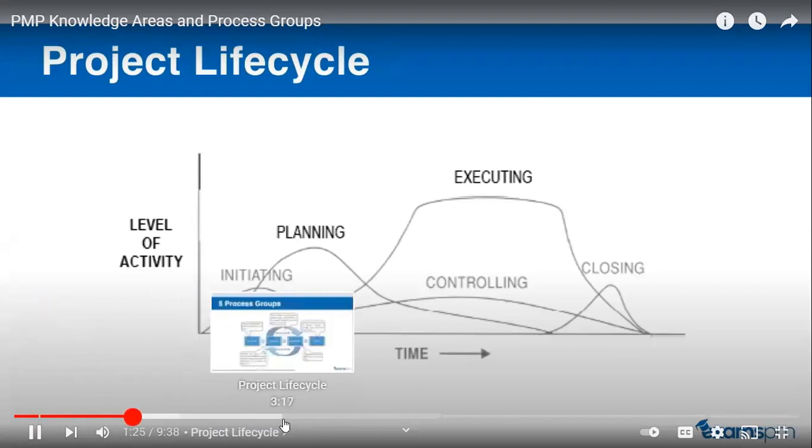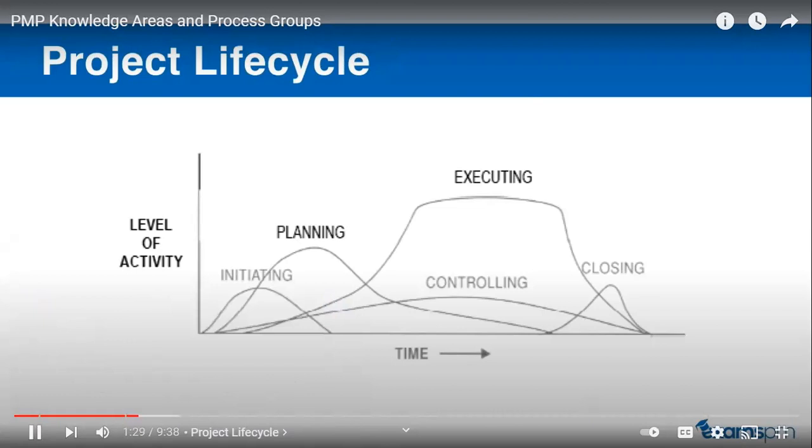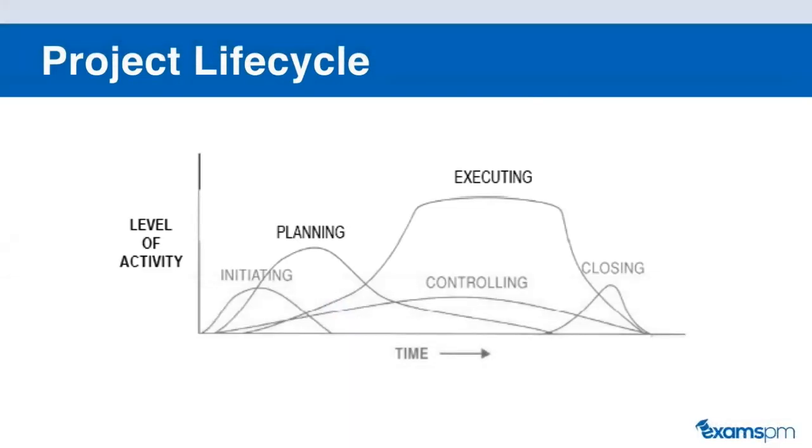There are 5 process groups within a project: initiating, planning, executing, monitoring and controlling, and closing. What you can see is that these different process groups actually overlap each other throughout the project. When we're starting our project, we initiate it. That means we are starting it. We create our project charter, which formally recognizes the existence of this project in our organization.